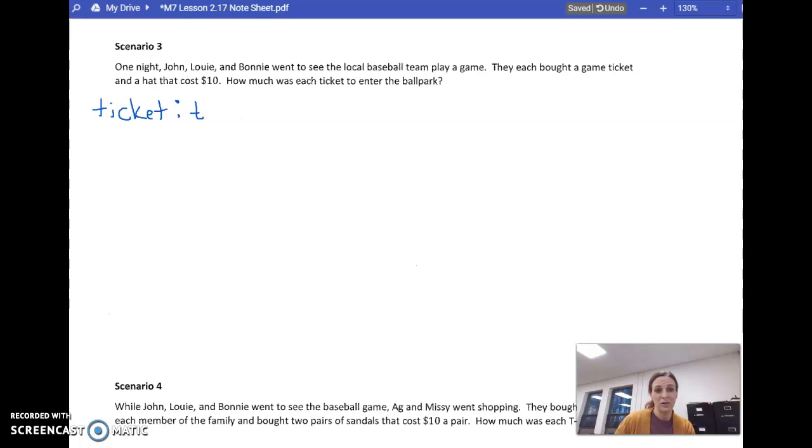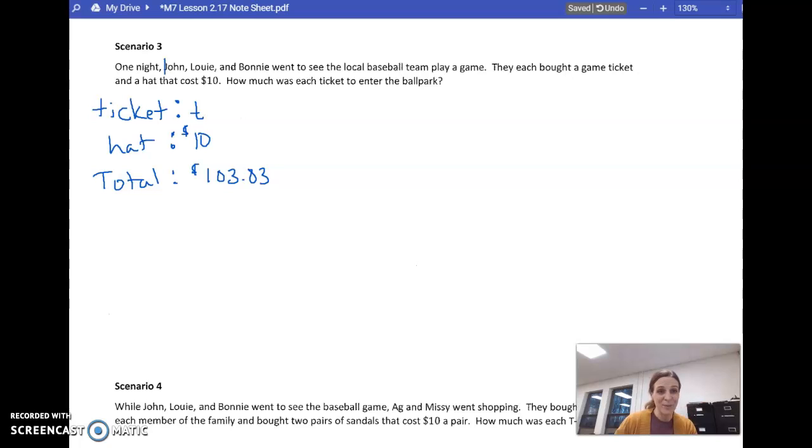And that was $T. And we know they bought a hat, which was $10. And we know their total, again, coming off the front page of your notes that I have right here in front of me, baseball game and hats, $103.83. All right, so each person bought a ticket and a hat. How many people went?